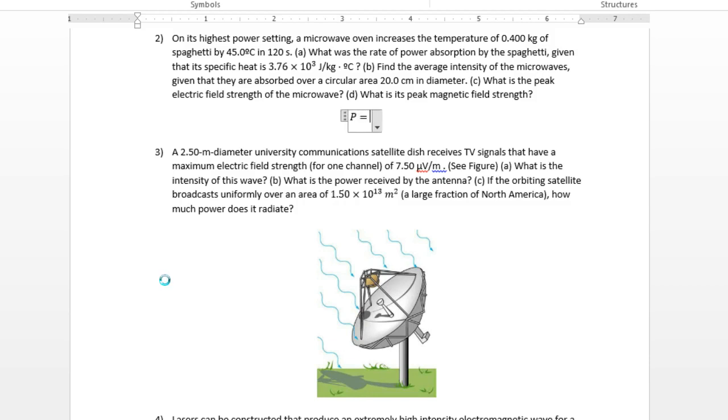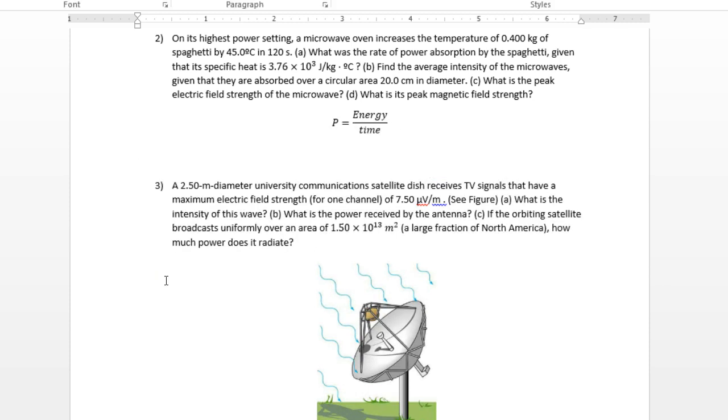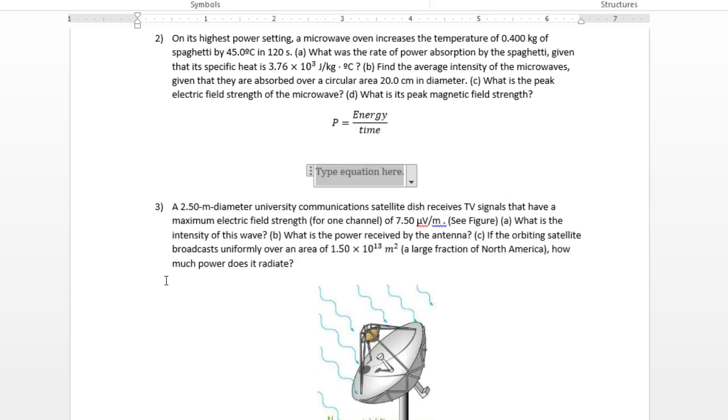Well, power is energy delivered over time, right? And so, first question is, what is the energy delivered to the spaghetti, which is the heat change in the spaghetti, right? mc delta T, where this m is the mass of the spaghetti, the c is the specific heat of spaghetti, and the delta T is the change in temperature.